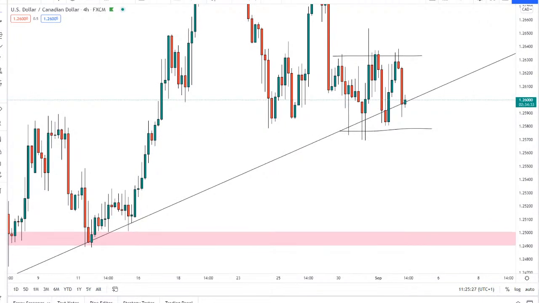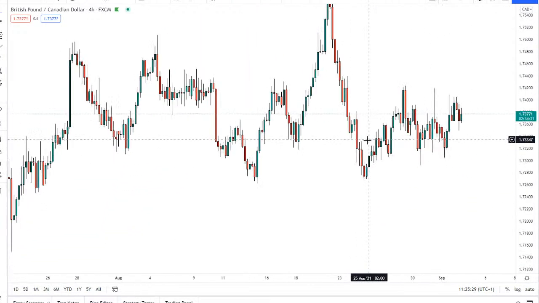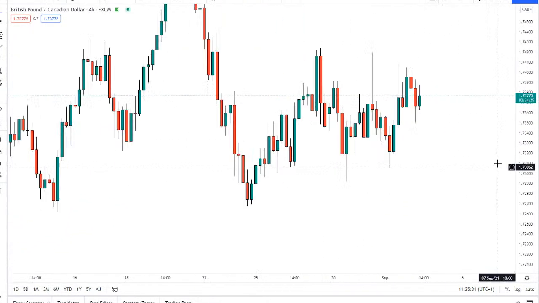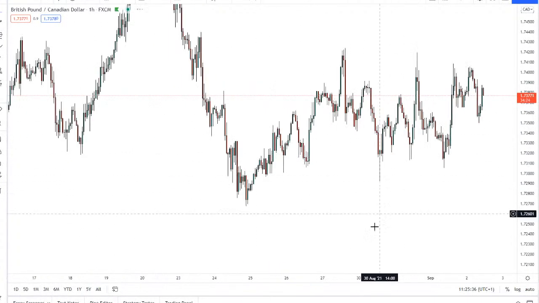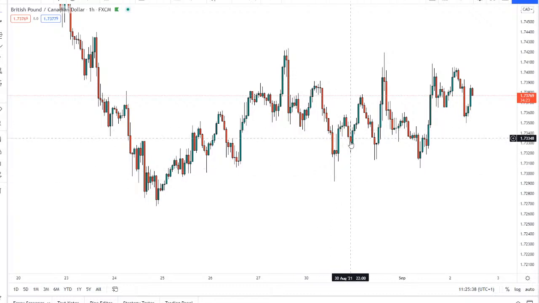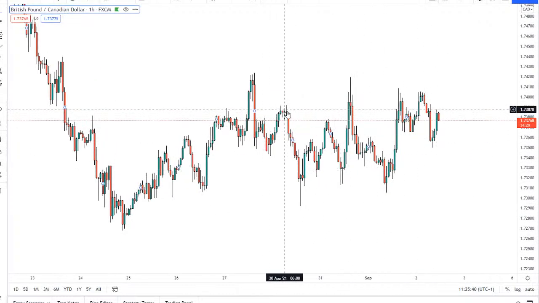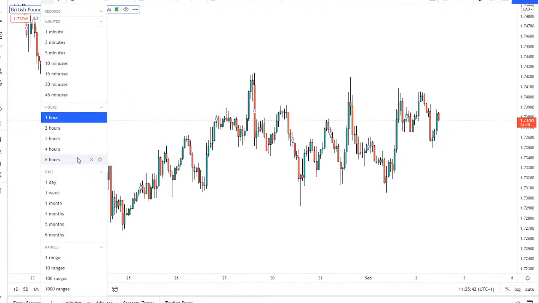Pound CAD, yeah, sure thing. We'll take a look at Pound CAD. Pound CAD is a little bit choppy. I did trade this pair early in the week. Caught a nice move to the downside there, but it didn't hit my target. Price did reverse to the upside, but did catch a nice brief move to the downside there.